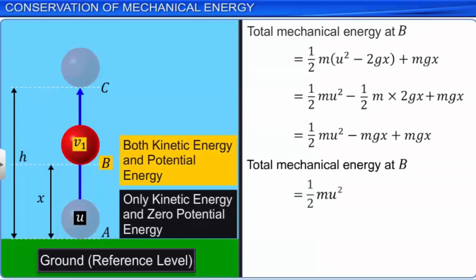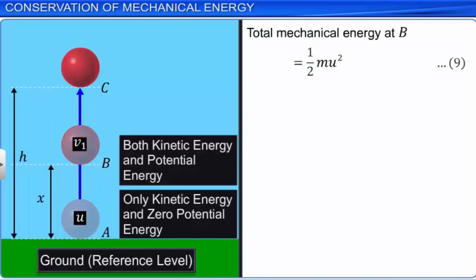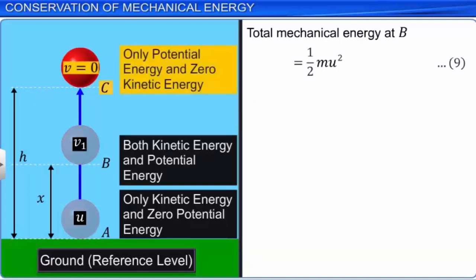Let this be equation 9. When the body reaches point C, that is, the maximum height, it has only potential energy and zero kinetic energy, as the velocity at this point v is 0. Its total mechanical energy at C is denoted by mgh.